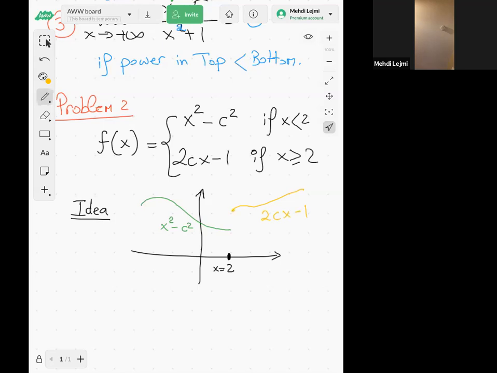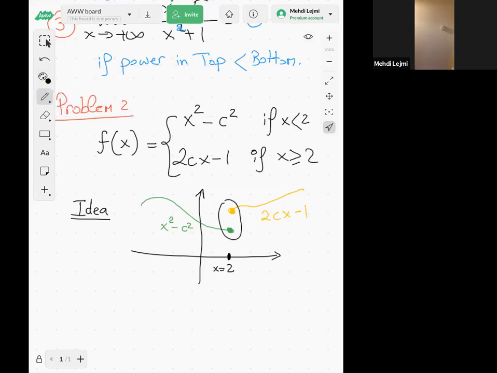So it's like you have two different equations, or two different graphs. The question is, you want this graph to be continuous. Which means you want your green graph on the left side of 2 to coincide with the yellow graph on the right side of 2. So you need this green point to coincide with the yellow one. If they coincide, then you won't have a hole or jump at x equal to 2, right?